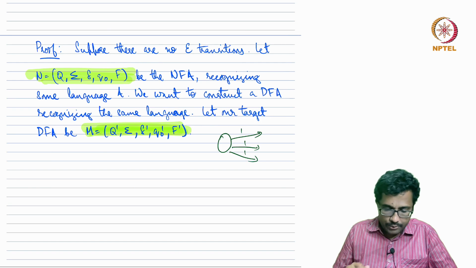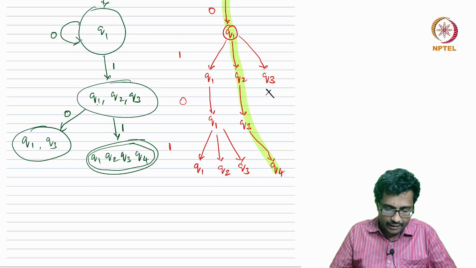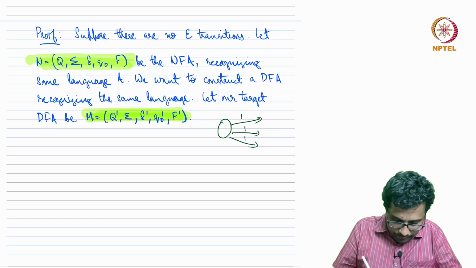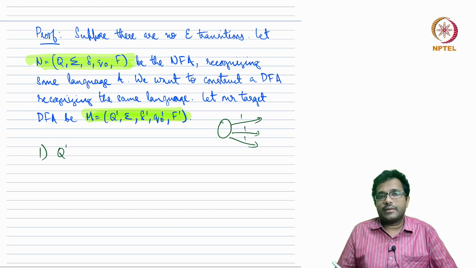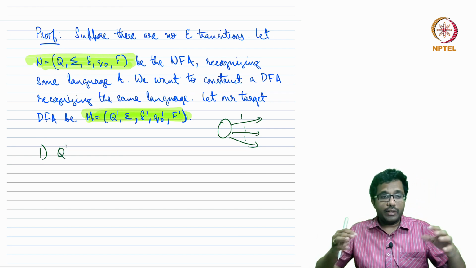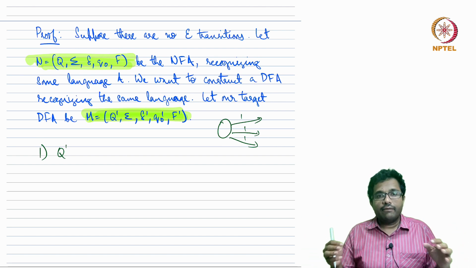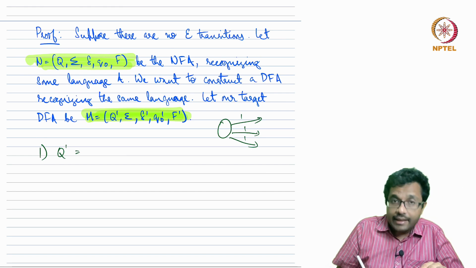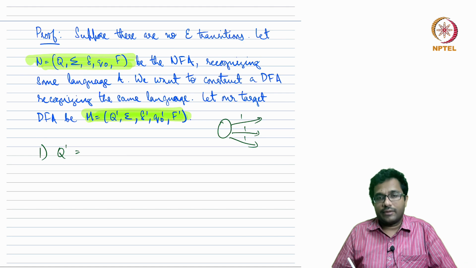Right. So now let's try to see what each of them are. We have already kind of seen the idea. Let's try to formally write it down. So the Q prime, the set of states of the DFA. At each time we want to keep track of where all you can possibly be. So we have already seen that each state of the DFA is a set of possible states of the NFA.